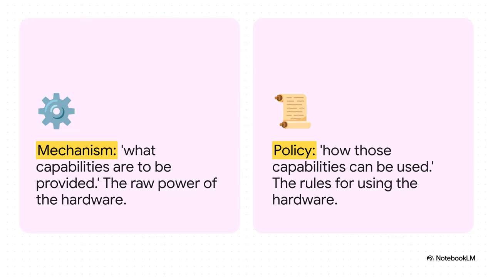All right, let's break it down. Mechanism is just the what. What can this piece of hardware do? Can this webcam stream in 4K? Yep. Can this printer do double-sided printing? Sure. That's the mechanism. Policy, on the other hand, is the how. How do we use those abilities? Which app gets to use the webcam right now? Who has permission to print to that printer? The driver's job is to stay out of that. It just says, here are all the cool things this hardware can do, and then it gets out of the way.